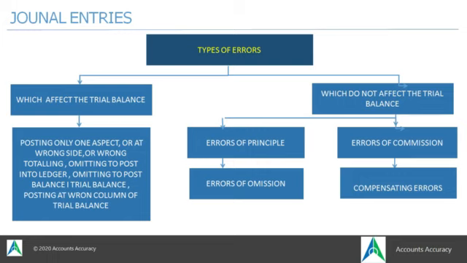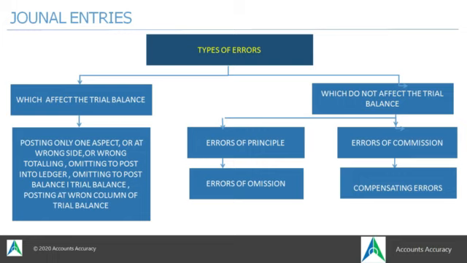Next are the errors which do not affect the trial balance. Those could be errors of principle, errors of omission, errors of commission, and compensating errors. Now what is an error of principle? An error of principle is one made by not following the rules of accounts, that is, the golden rules or the modern rules. Whichever mistake happens against them is called an error of principle.